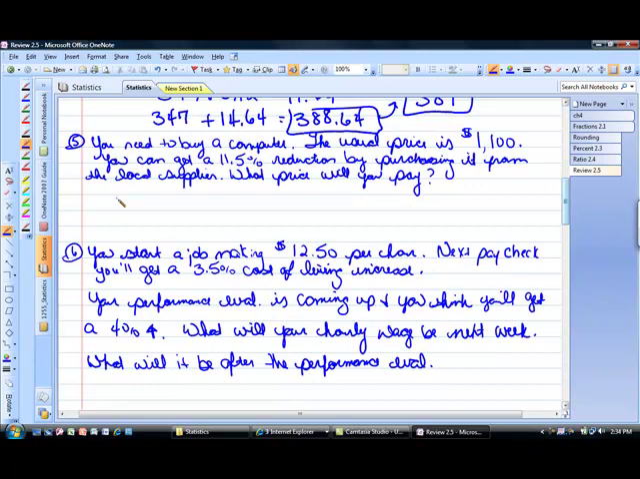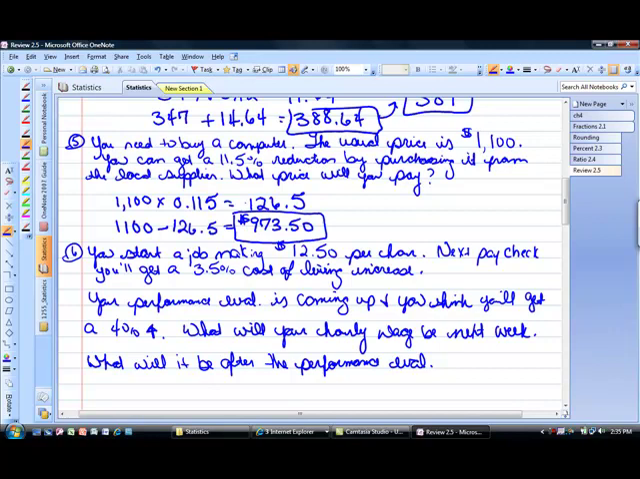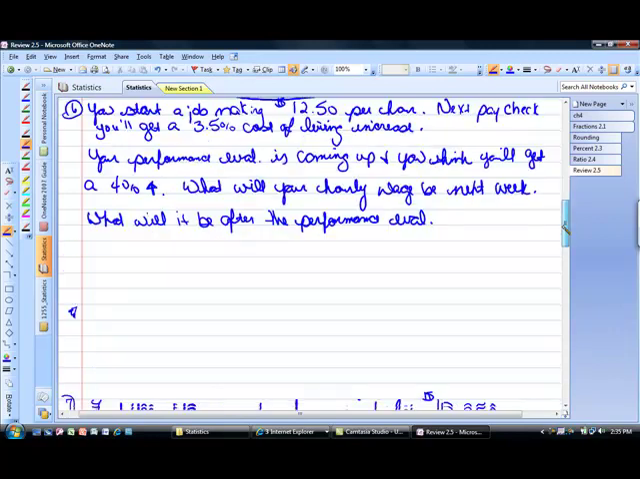First thing you're going to do is multiply 1,100 times 0.115. That will give you 126.5. Then you're going to subtract the 126.5 from your 1,100, and that will give you $973.50. So your discounted price that you will pay is $973.50.